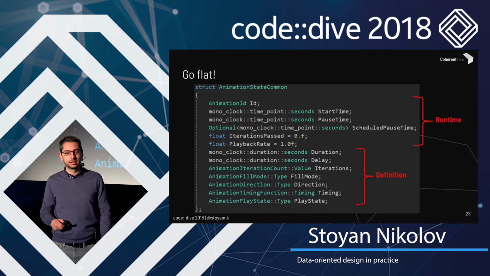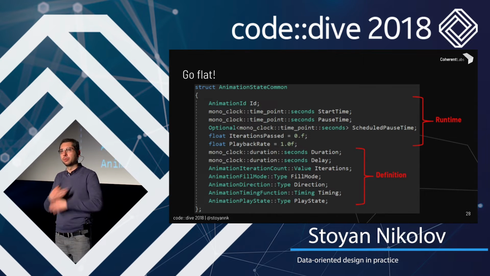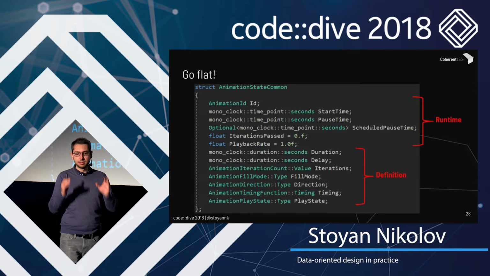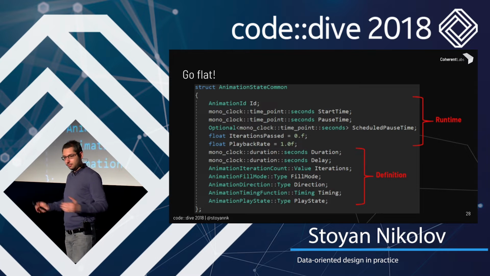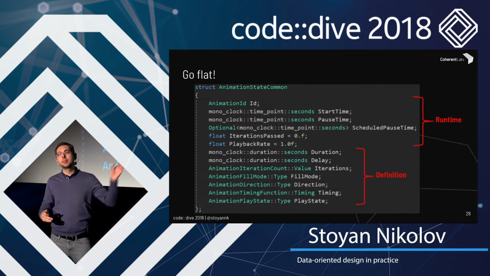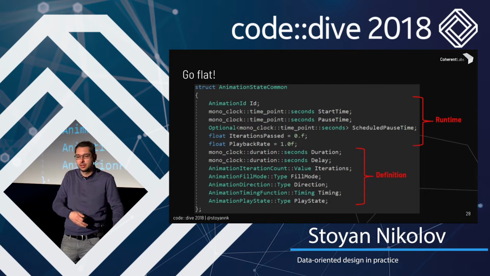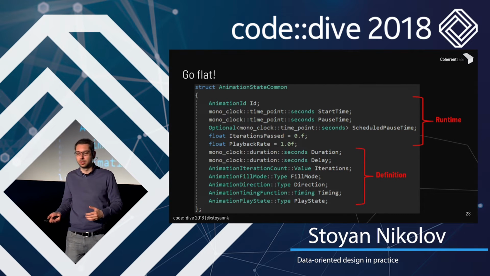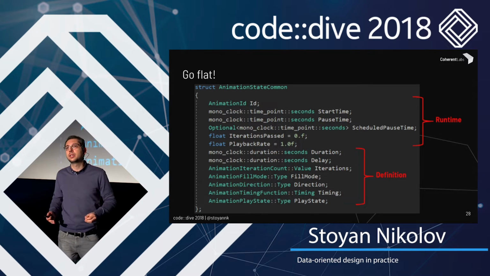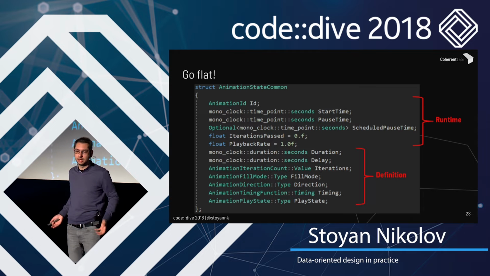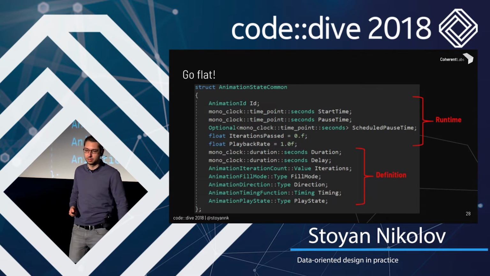So how do we define this animation state? The first thing is we go flat. We remove the methods. It's just a simple C++ struct. It is conceptually split into 2 parts. The upper part, which I call the runtime part, is the current state of the animation. So when it started, how many iterations have passed, and so on. The second part in this slide is actually the animation definition. It is how long the animation has to be, what is the fill mode, what's the direction, if it has to go forward or backwards, and so on.